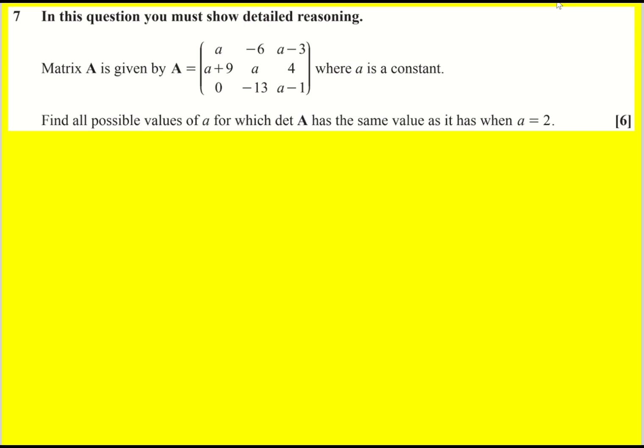We've got to find all possible values of a for which the determinant of A has the same value as it has when a is equal to 2. So we're going to need to find the determinant of this matrix. There's a lot of calculations needed in this question, so definitely take the easiest path that you can.